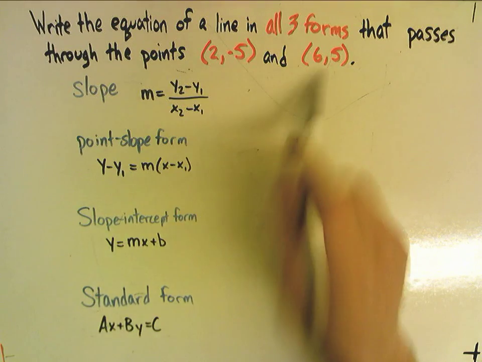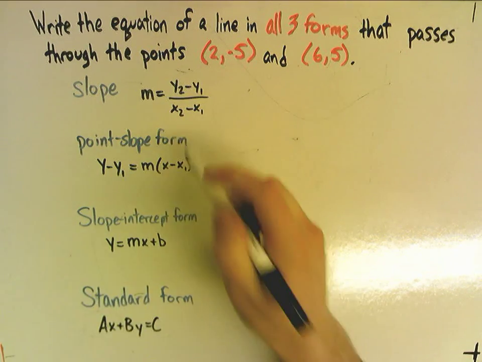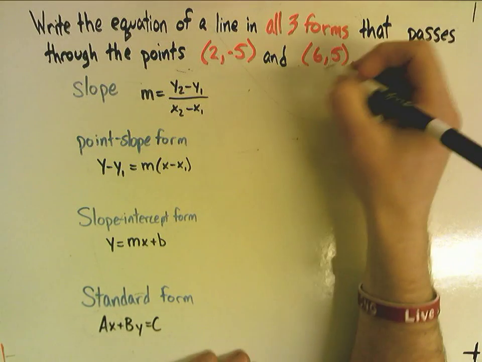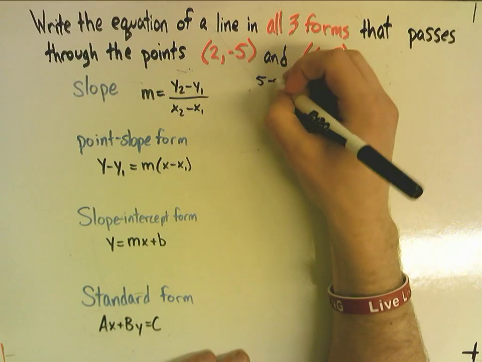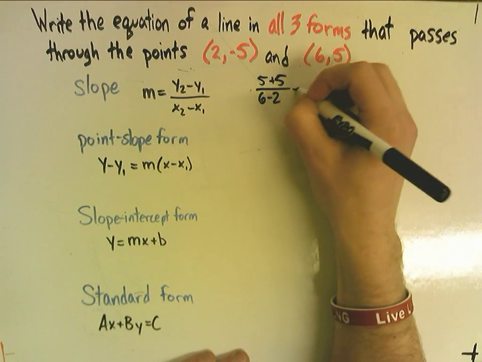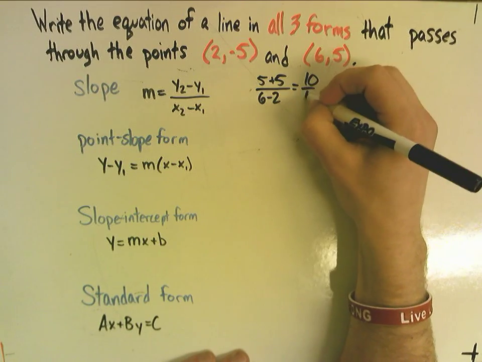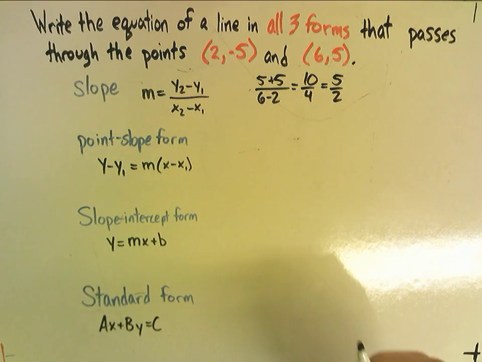So when given our 2 points, we're going to go ahead and start by finding the slope. So we're going to use our slope formula written right here. And we can do y2, which is 5, minus a negative 5, which is just plus 5, and then 6 minus 2. So we end up getting 10 over 4, which can simplify to 5 over 2. So that's our slope, 5 over 2.